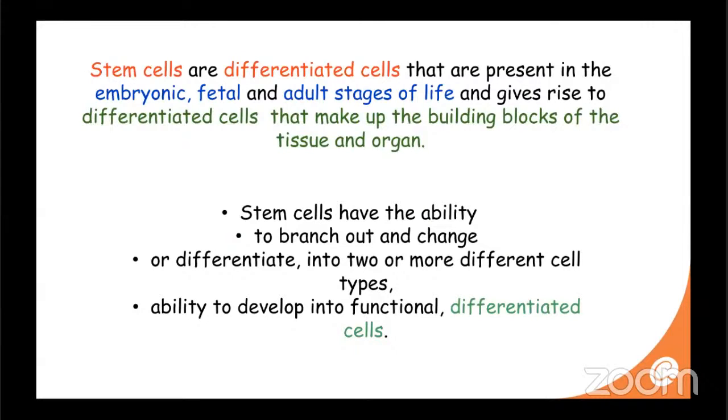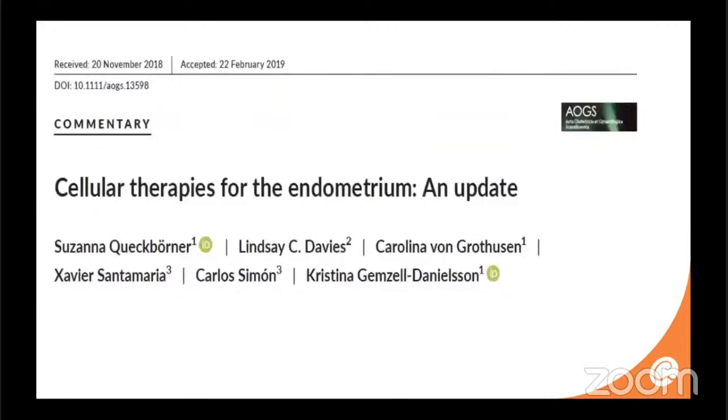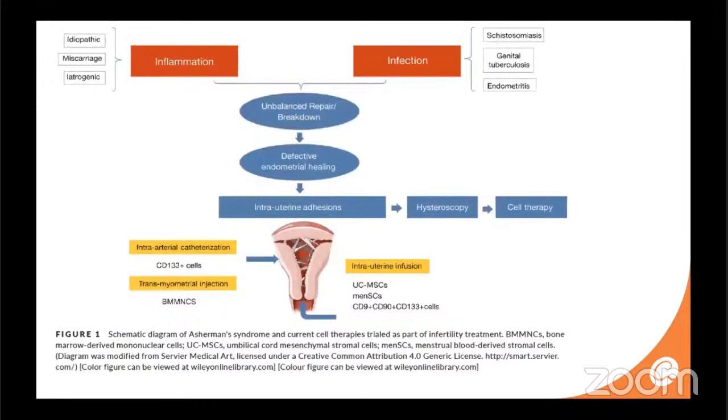Now, this point is very important: stem cells have the ability to branch out and change, or differentiate, into two or more different cell types. Moreover, they also possess the ability to develop into functional and differentiated cells. This was one of the very first updates by Weck-Boyner, wherein cellular therapies for the endometrium were given a face.